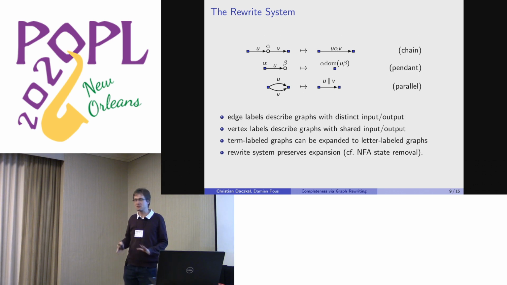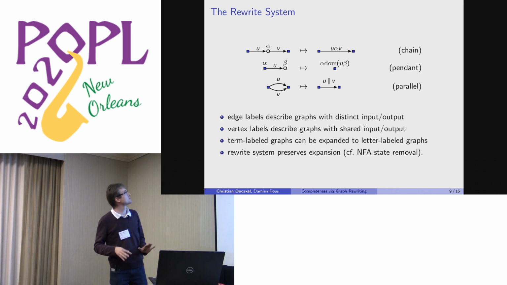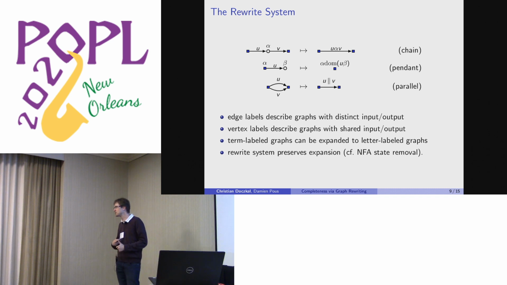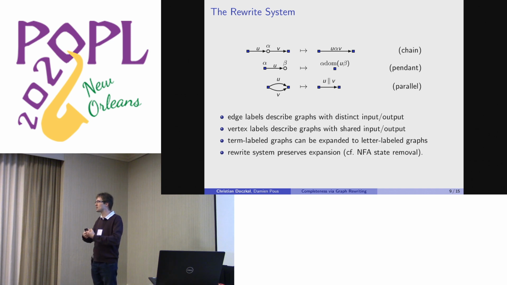I don't want to spend too much time talking about the rewrite system, just give you some rough ideas here, because I also want to talk about the formalization. So the idea is that, as I said, the labels are terms, and terms describe graphs. In particular, the edge labels describe graphs which have distinct input and output, and the vertex labels describe graphs which have shared input and output. So morally, you could just replace every edge by the graph described by its label, and you can replace every vertex by the graph described by its label.